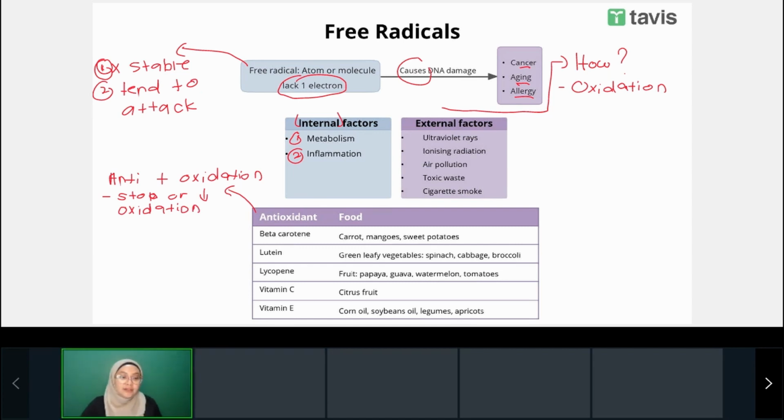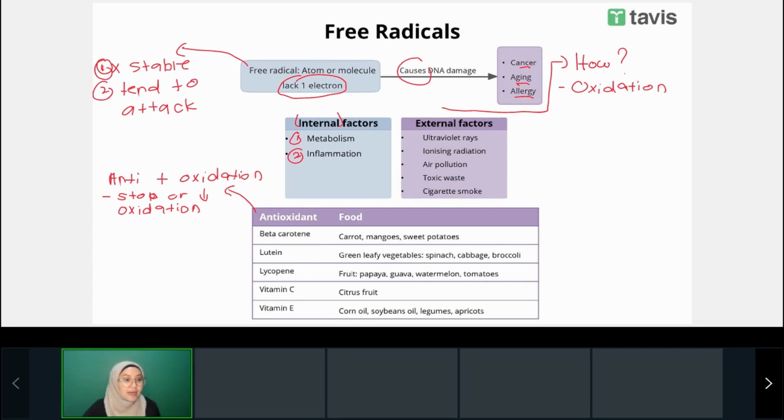Okay. Our body can usually produce this antioxidant naturally. But as we grow older, our body won't be able to produce as much antioxidant as when we were young. That's why we have to take antioxidants from our food source.